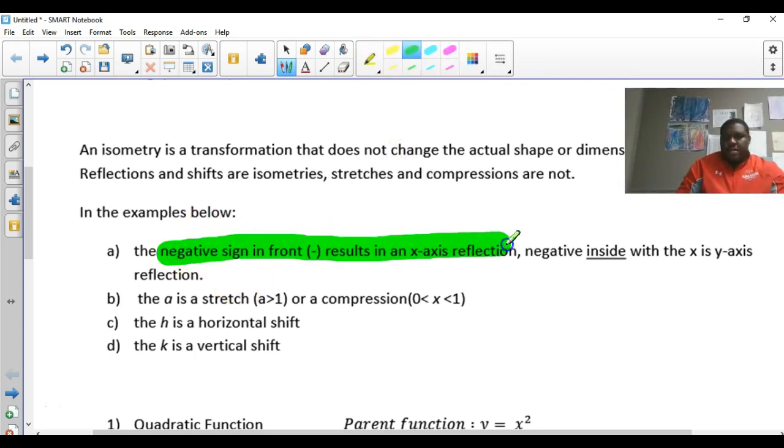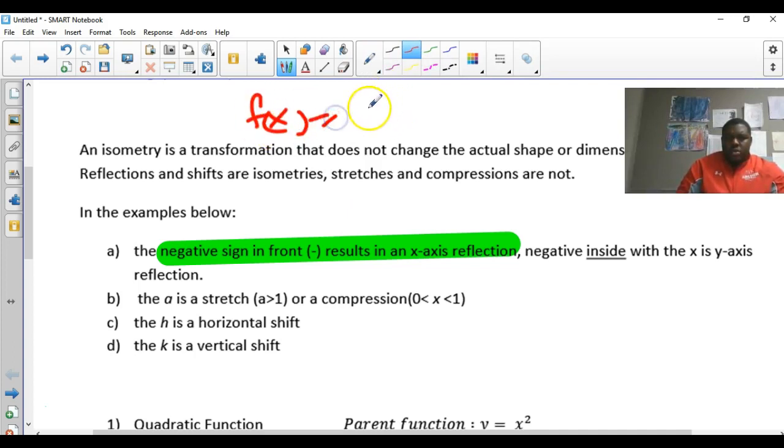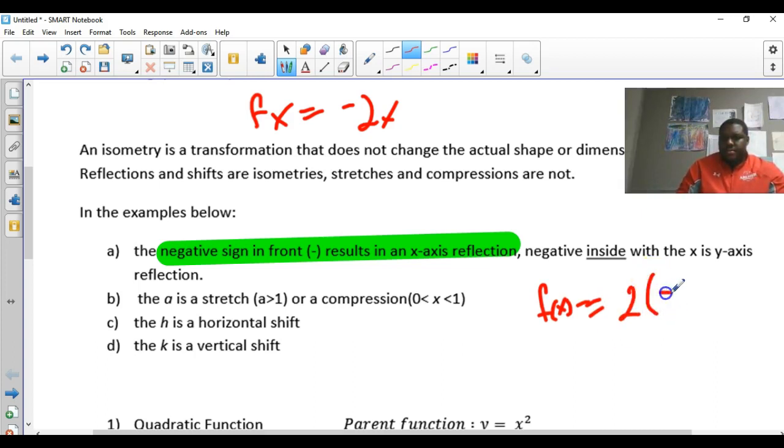When you have a negative, it reflects over the x-axis. So a negative out front, let's say you had an equation, f of x equals negative 2x. This tells me I'm going to reflect over the x-axis. Now, let's say you had a negative inside. Negative inside means reflect over the y-axis.